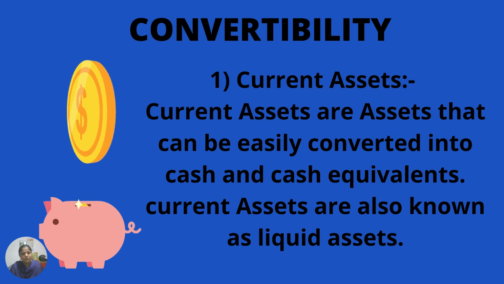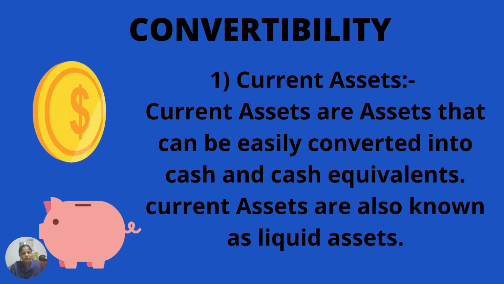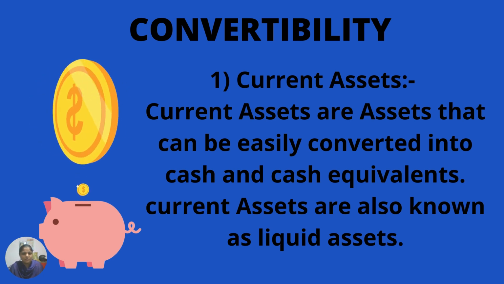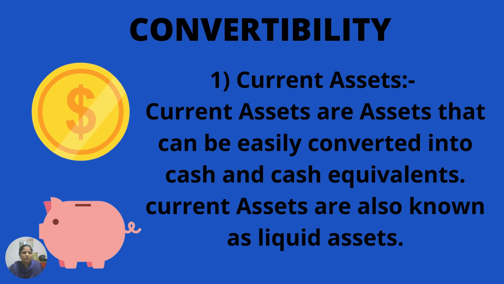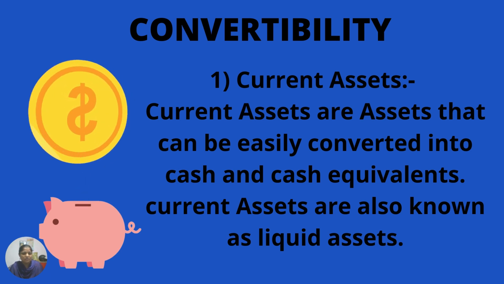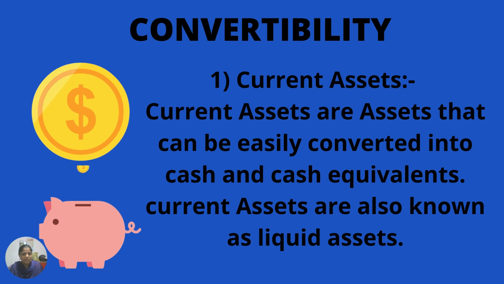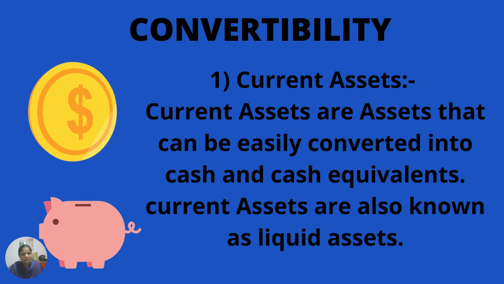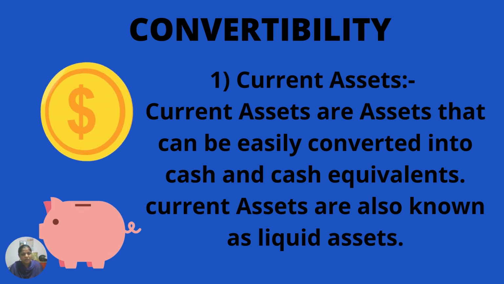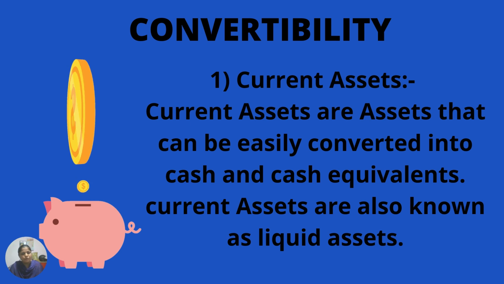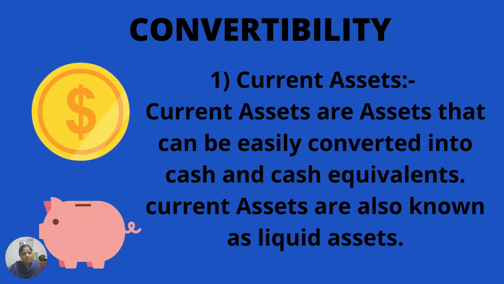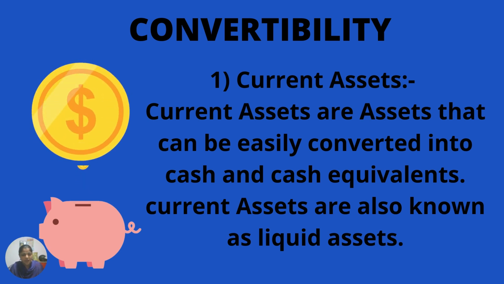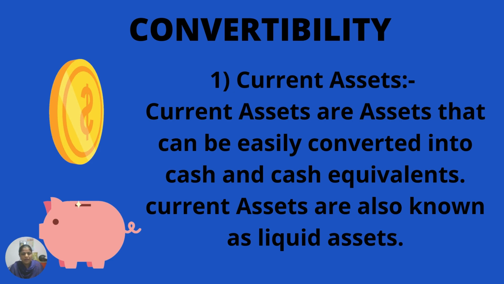See, next one, convertibility. In convertibility, the first type of asset is current assets. What is a current asset? Current assets are assets that can be easily converted into cash and cash equivalents. Current assets are also known as liquid assets. Current assets are very useful for profit making in business and in our daily life, for every organization and firm.